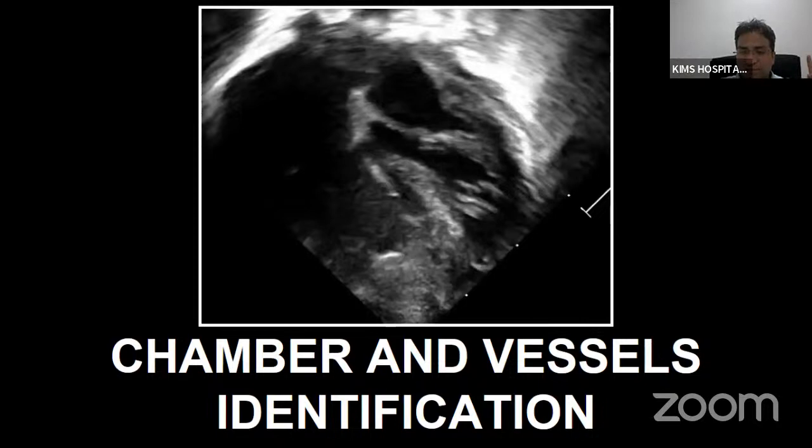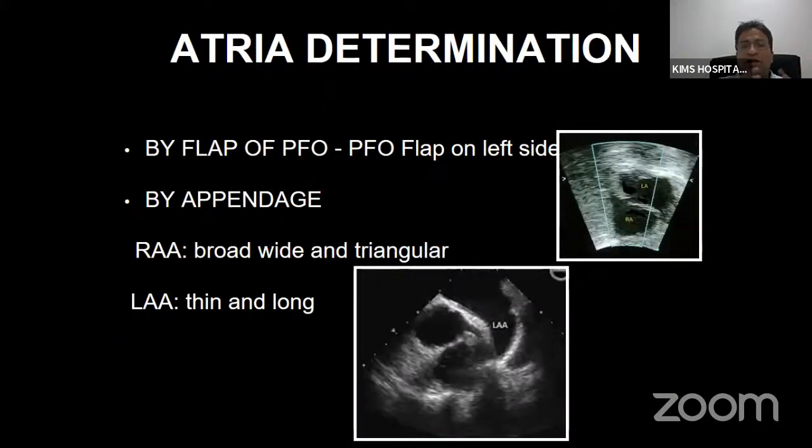So now first, the chamber and vessel identification. The four chambers you all know: RA, LA, RV, and LV. The atria are determined by the flap. Suppose this is the flap. Wherever the margin of the flap is on the left side, suppose your flap is like this, that means this is the left atrium and this is the right atrium. This is the first way.